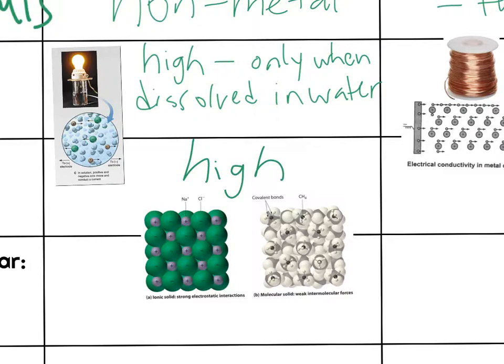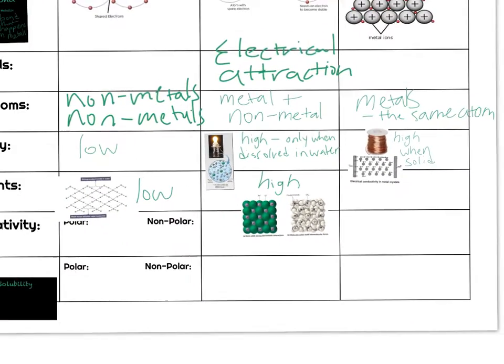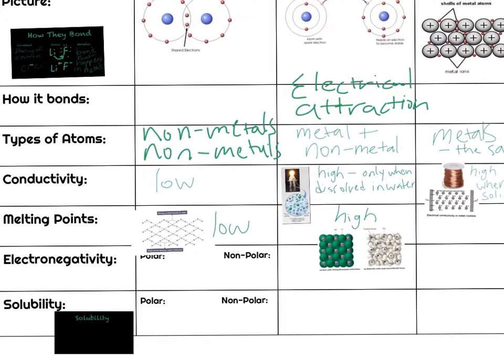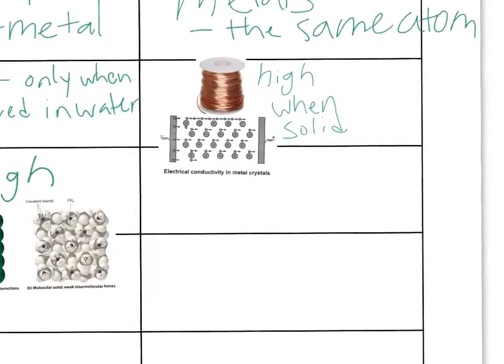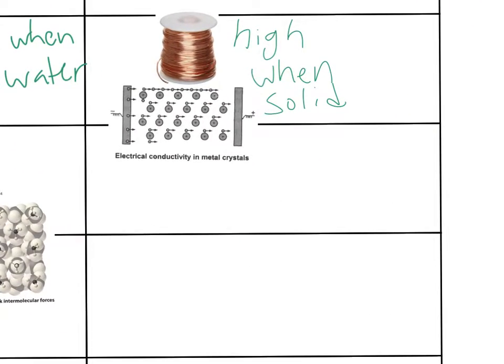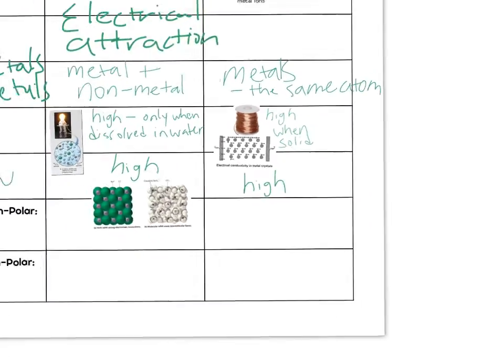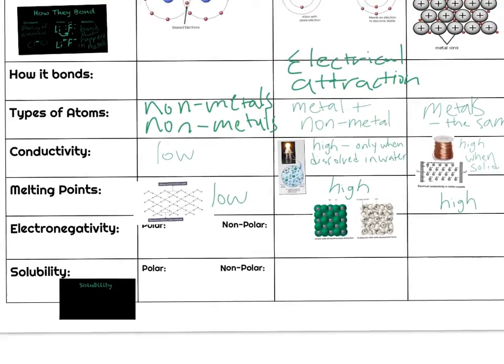And we're not going to get into it too much with metallic bonds, but what do we know about metals? We should probably know already that things like copper, gold, iron, all kinds of metals, are going to have very high melting points as well. So we write high over there too. Okay.